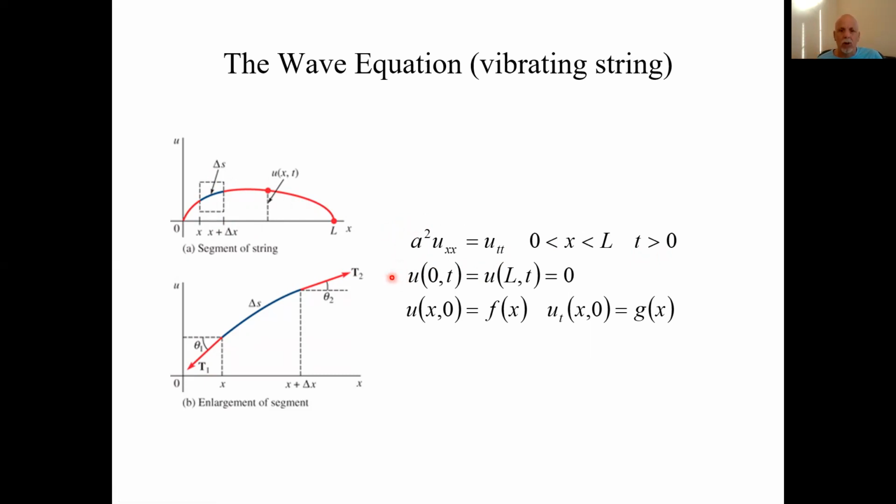These boundary conditions correspond to it being connected firmly at each end. And then our initial conditions at time 0 say the position is some given function, and the vertical velocity of the string is some function of x at time 0. So we have two initial conditions, initial displacement and initial velocity.